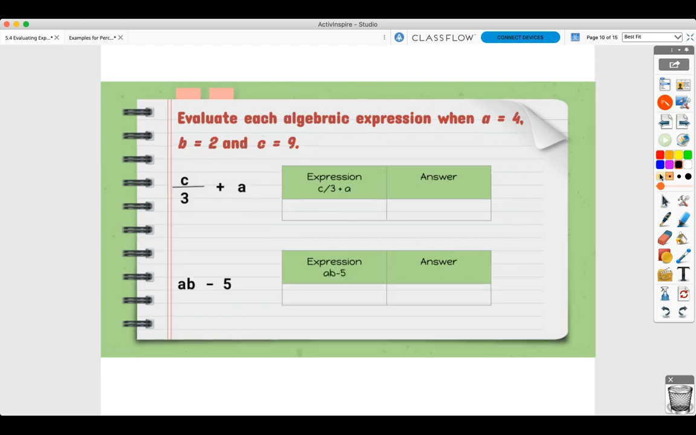Maybe you should pause the video and try this one and then come back to see if your answers match up. All right, welcome back. Let's see how you do. I'm going to give A is red, B is blue, and C is purple. So C, 9 divided by 3 plus A, 4. So 9 divided by 3 is 3, plus 4. That'll give you 7.